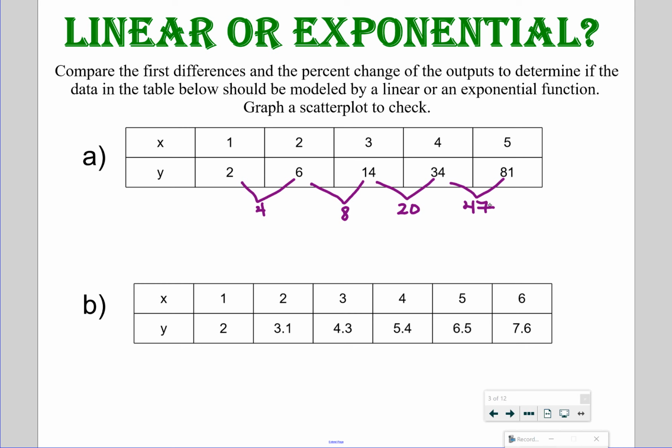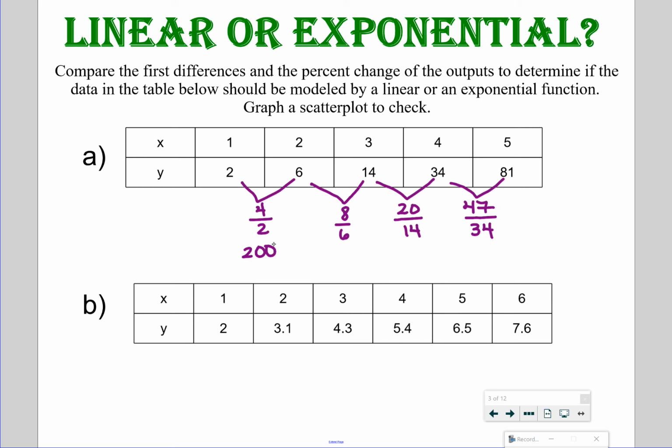Now let's look at the percent changes. So we already have that difference, 6 minus 2, 14 minus 6, 34 minus 14. If I take those and divide by the first number, so divide this one by 2, divide this one by 6, divide by 14, divide by 34, we're going to get percentages. So 4 divided by 2 gives me 2.